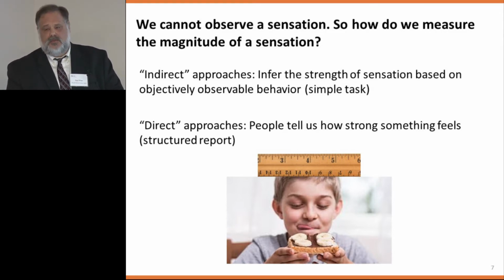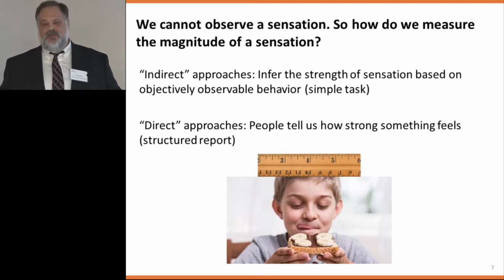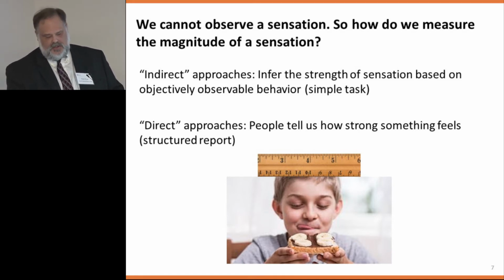We're really stuck with two options. We can take what are called indirect approaches, or people have typically called indirect approaches, and infer the strength of sensation based on objectively observable behavior in some simple structured task. I'll lay that out in a second. Or we can just ask them to tell us what they feel with some structured report of mental content. And I put those in quotes. I didn't mean them to be sneer quotes, but I want to make a point that, in a sense, there are no direct measures of sweetness at all because you can't directly measure it. But this is the terminology that's used in psychology and the sensory community.